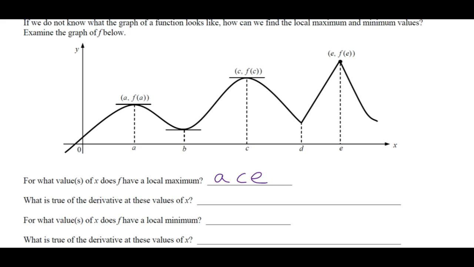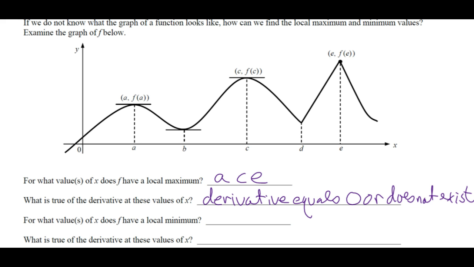What is true of the derivative at these values of x? Yeah, so the slope is 0, so the value of the derivative is 0. Derivative equals 0. Well, that's true here and here, but what about here? Or it does not exist. So here, what is true of the derivative at this point is that it doesn't exist.